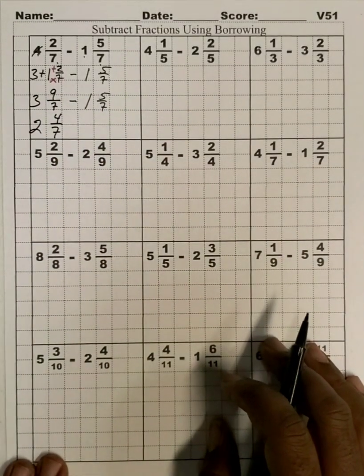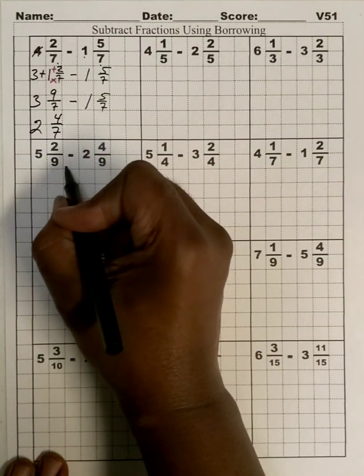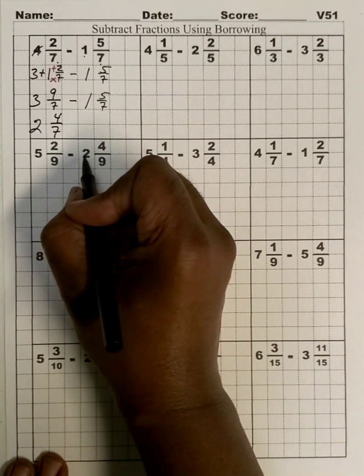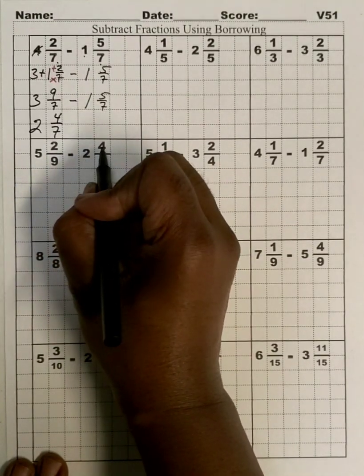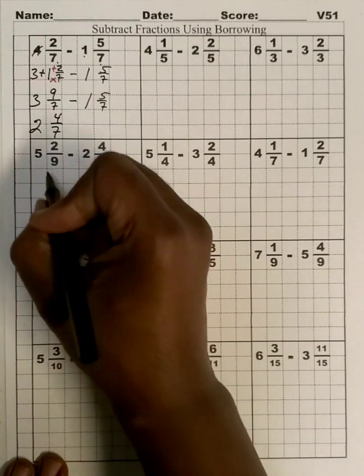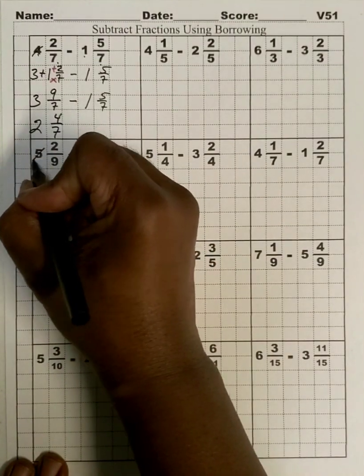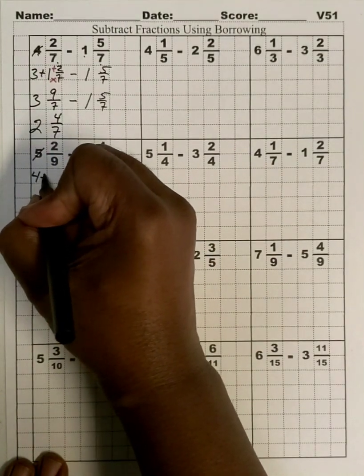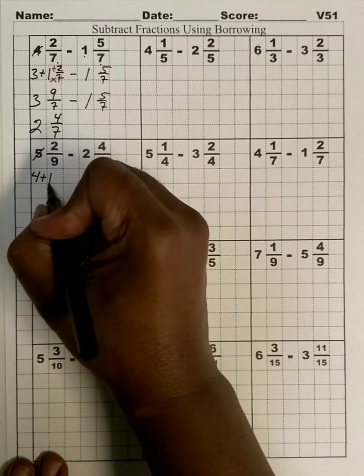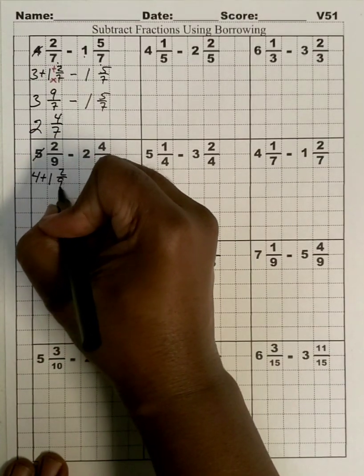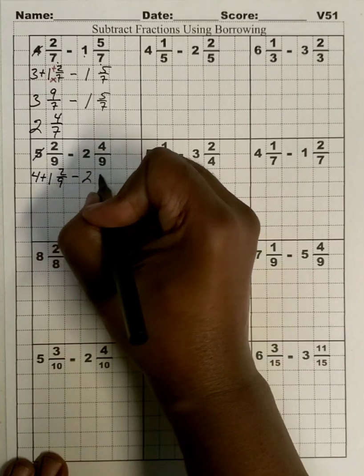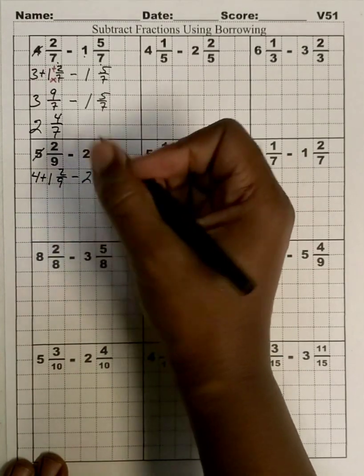Once again, denominators match, 9 and 9. We can take 2 away from 5, but we can't take 2 away from 4, so we have to borrow. So we're going to borrow 1 from the 5. The 5 becomes a 4. Then plus 1, there's the 1 we borrowed, next to the 2 ninths, minus 2 and 4 ninths.